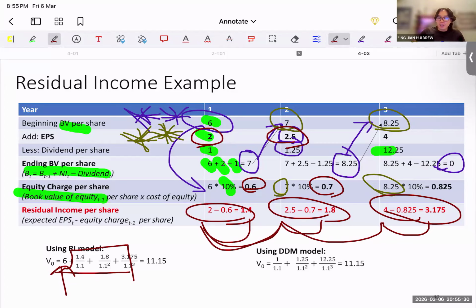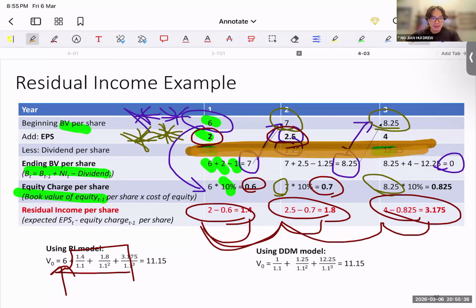The last part of the question asks you to compare with the DDM. So we simply take the values here for the dividends and discount them back to year 0, and we get exactly the same as our residual income model, showing that the residual income model is equivalent, or theoretically the same, as the DDM model.